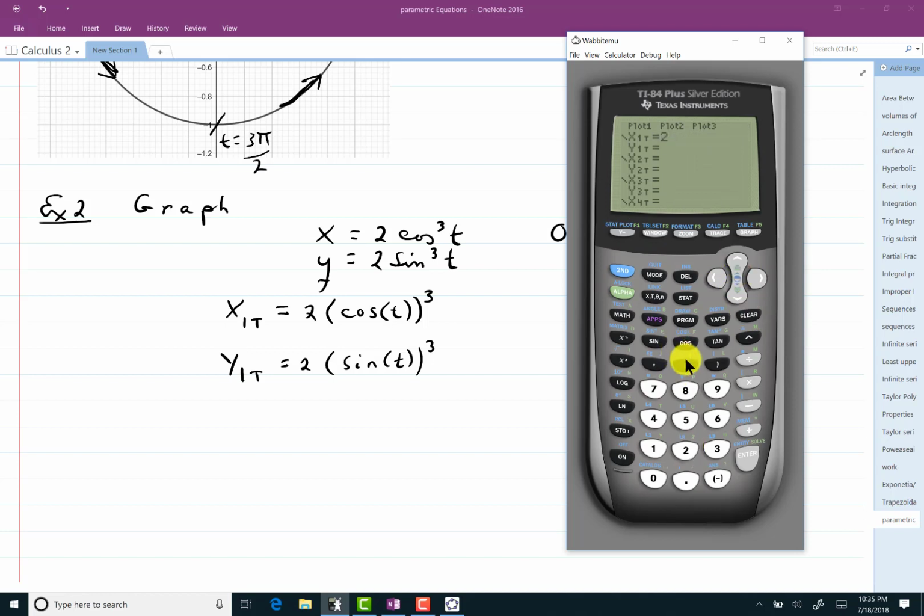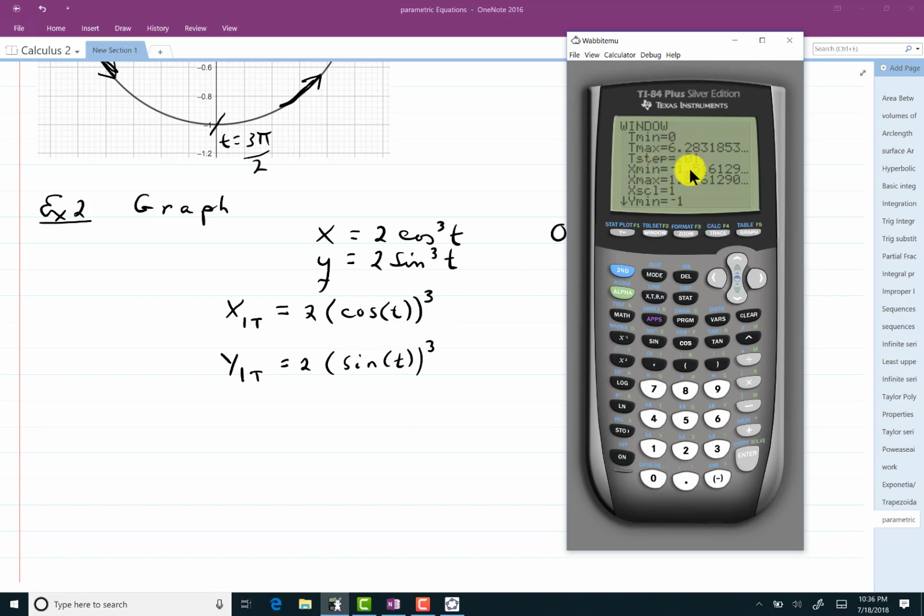So I have 2, and I'll put cosine of t in parentheses. And raise that to the third power. And then come down. For y1t, I'm going to put 2. I forgot my parentheses around sine. And my window, I think, still had 0 to 2 pi. I have this feeling I'm going to have to adjust.